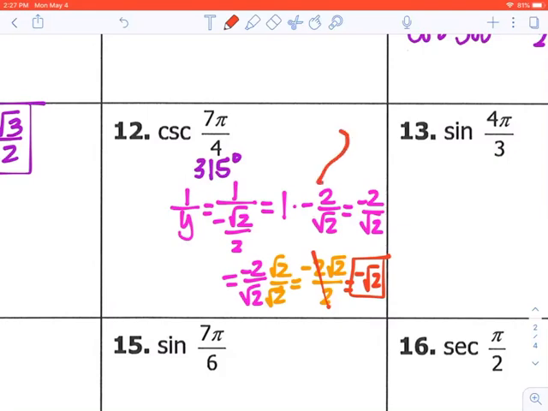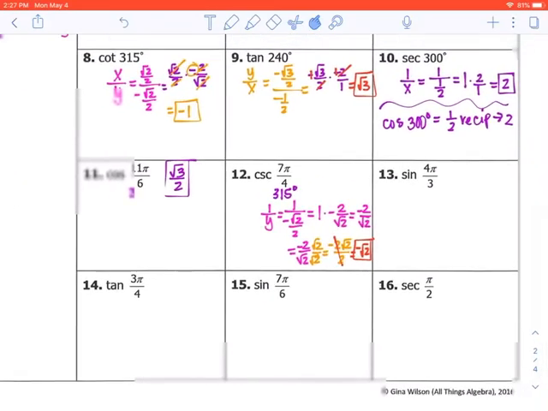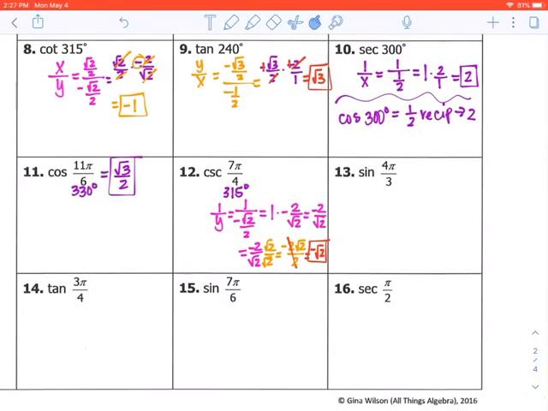Just like the cosine, the secant one above here, you could do it the other way. You could find the sine of 7 pi over 4, flip it over, and then rationalize it, and you'll get negative root 2 there.